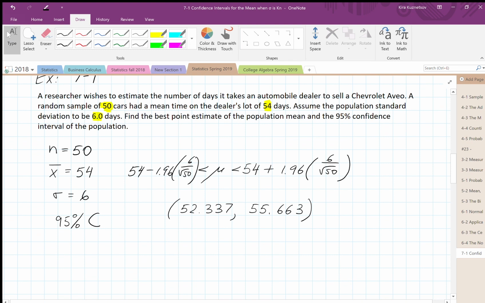What I'm interested in you doing is you should be able to read this off. So this is the lower bound of the interval, this is the upper bound of the interval. So if we are interested in the mean time of the car being in the parking lot, according to this sample, how should we write this down? A researcher wishes to estimate the number of days it takes an automobile dealer to sell a Chevrolet Aveo.